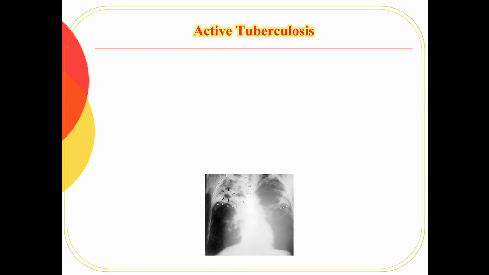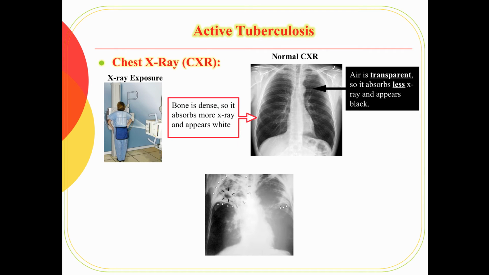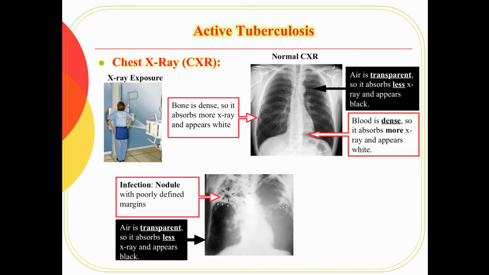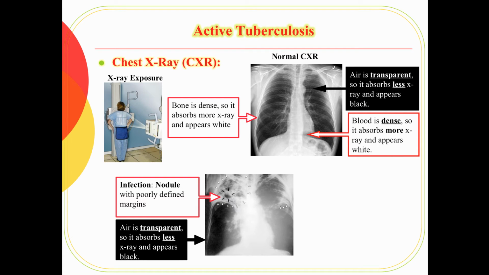Okay, now the other test is the chest X-ray. As you see in this chest X-ray, we talked about the nodules that the patient may develop in case of active TB, and that can be seen on the chest X-ray. And we talked about the idea of exposure and how air is different and bone is different, and the idea of absorption of X-ray that depends on the tissue that is there.